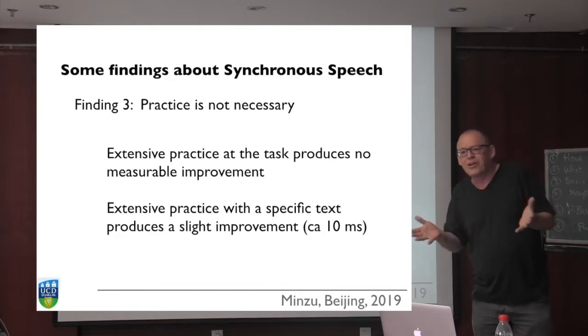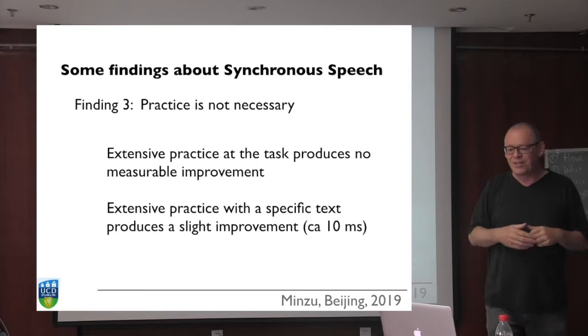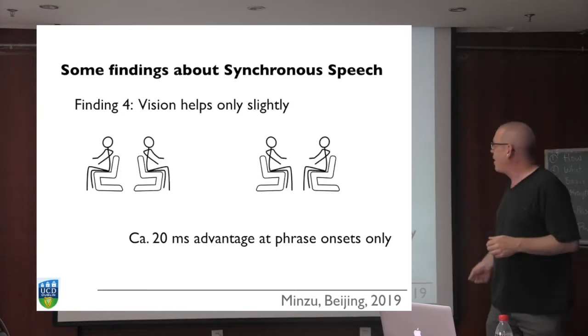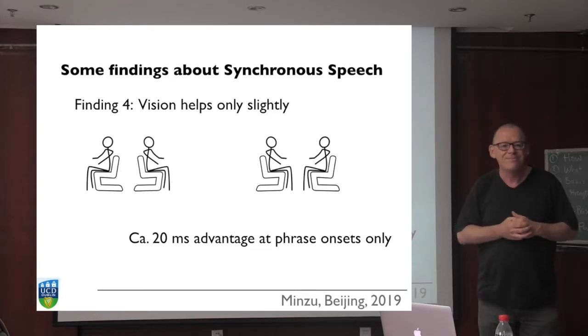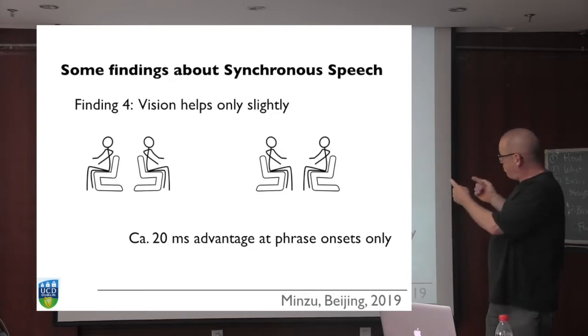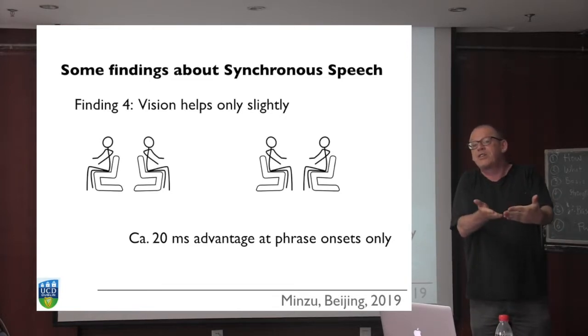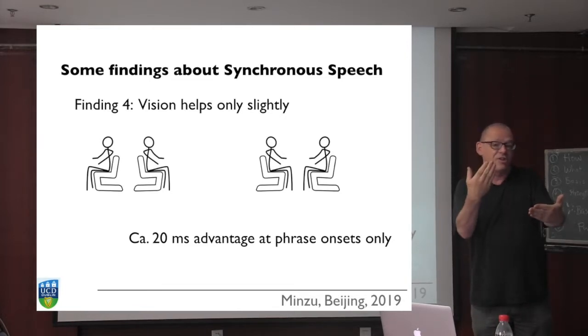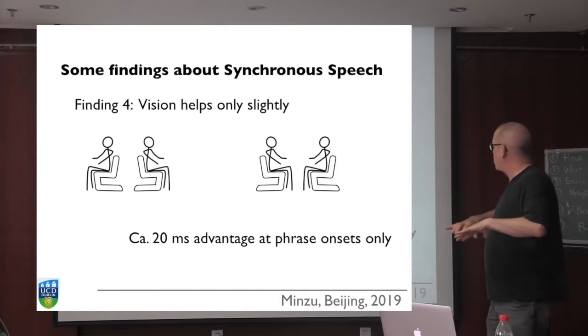Now, we are experimentalists. We like to vary things. So here's an easy thing to vary. Instead of having them looking at each other, let's turn them around. Now they can't see each other. Even in the previous experiments, they could see each other, but they were reading a text, so they could only see each other out of the corner of the eye. What difference does it make if I turn them around?